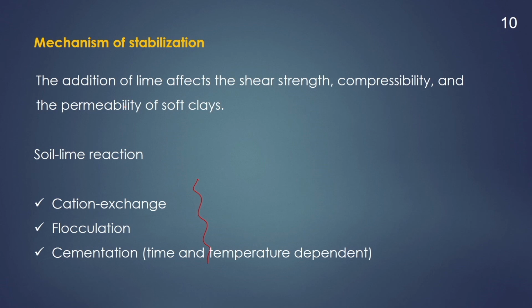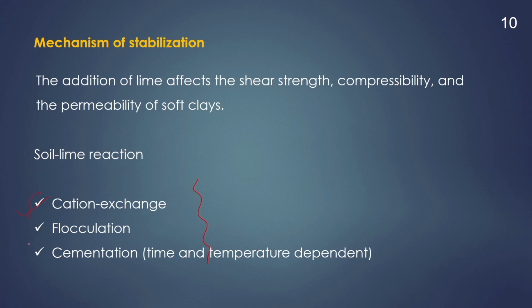The addition of the lime affects the shear strength, the compressibility and the permeability of the soft clay. When we add lime to the soil, different reactions take place in the soil. After adding the lime to the soil, the following reactions take place: one is cation exchange, then flocculation and cementation.